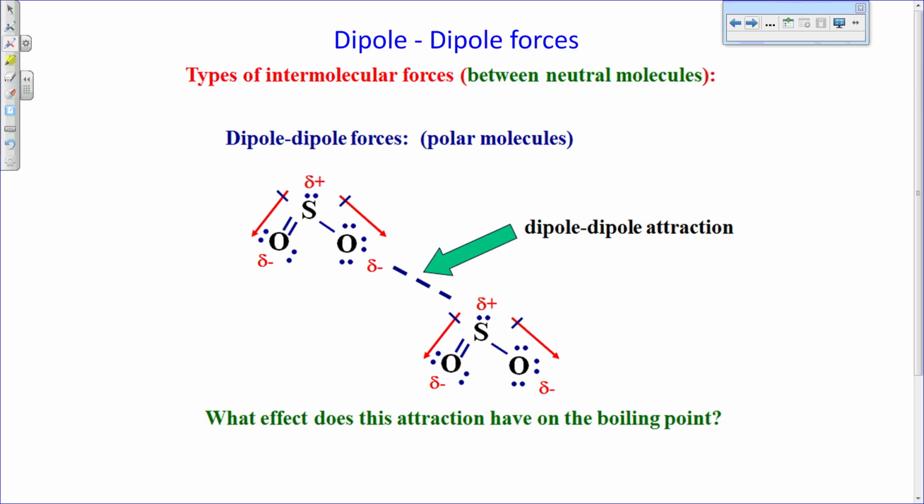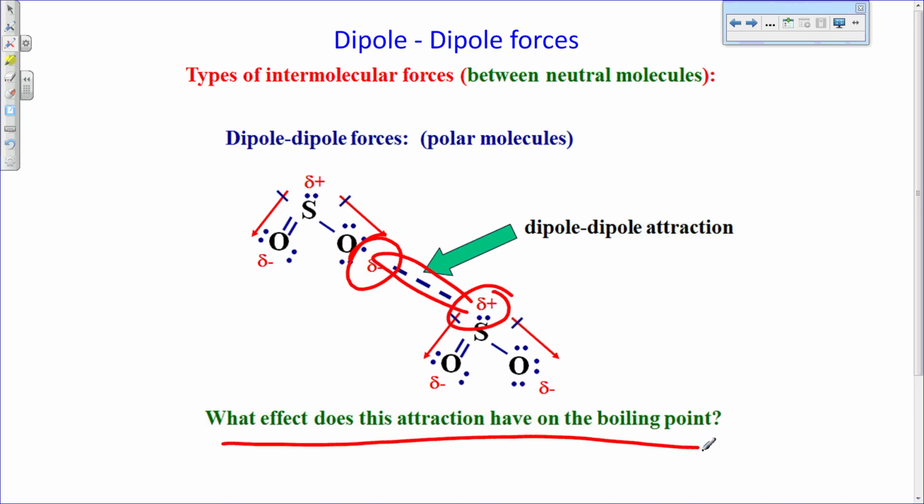Next type of force, dipole-dipole. Polar molecules: the more polar it is, the greater the attraction is going to be between them, but you're not asked on the exam to determine differences in polarity. Just know that polar molecules have strong intermolecular forces, not as strong as hydrogen bonding, but strong. So one side of the molecule will be negative, the other side will be positive, and you get dipole-dipole interactions. What effect does this have on the boiling point?